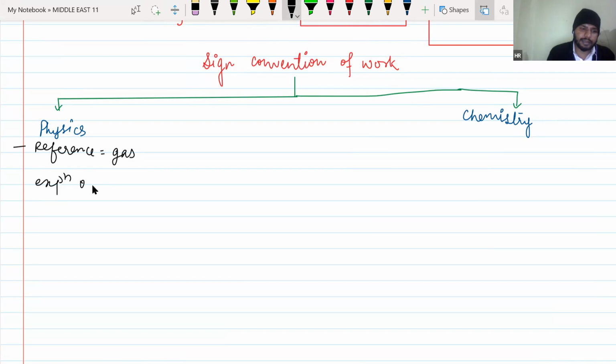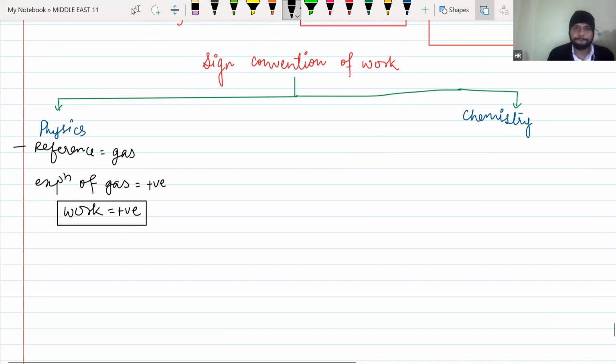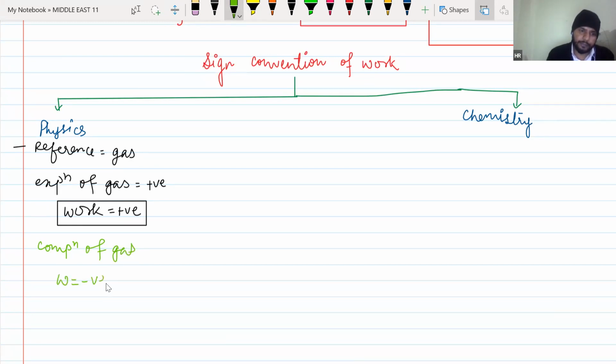Expansion of gas, that is positive. Work is positive if gas expands. Is that okay? Yes, sir. And compression of gas, that is negative in physics, but it will be opposite in chemistry. This is for compression and this is for expansion.